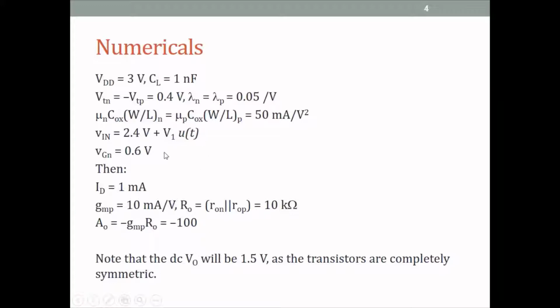Also, because these transistors are completely symmetric and because their lambdas are equal, if we include the lambdas in the DC analysis, we'll find that the DC output voltage will be 1.5 volts because of complete symmetry. So we'll assume that the DC output voltage is this much. As we've discussed before, this is really not predictable, but we need some value to do transient analysis, to get a sense of transient analysis. So we'll assume that the DC voltage is 1.5 volts.